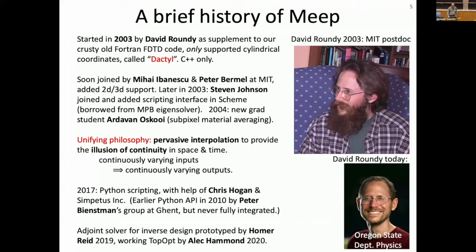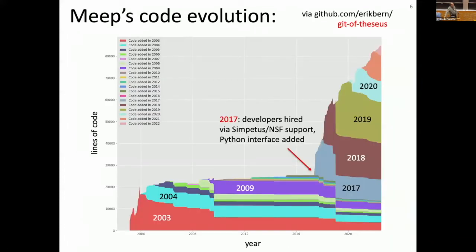If you look at this graph of Meep's development, plotting lines of code versus the year starting in 2003, the colors are coded by what year the code was added.